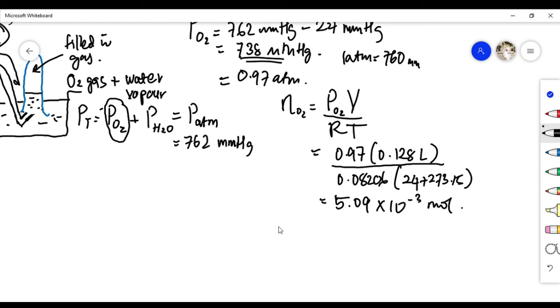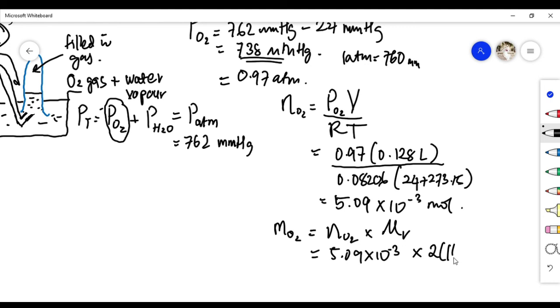Okay, daripada number of mole to get the mass, so mass of oxygen is equals to the number of mole of oxygen times with the molar mass of oxygen. So 5.09 times 10 to the power of negative 3 times dengan molar mass of oxygen, which is 2 times 16. So answer darab dengan 2 kali 16. So we got 0.1629 gram. And that's it. And that's how you answer the question.